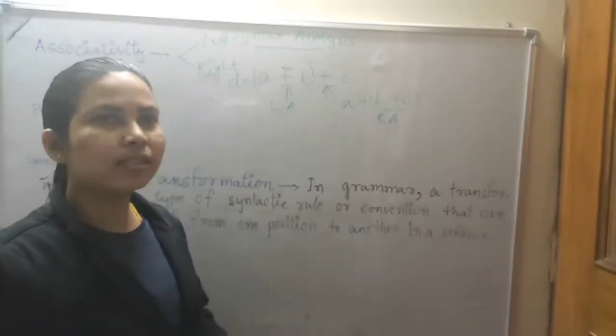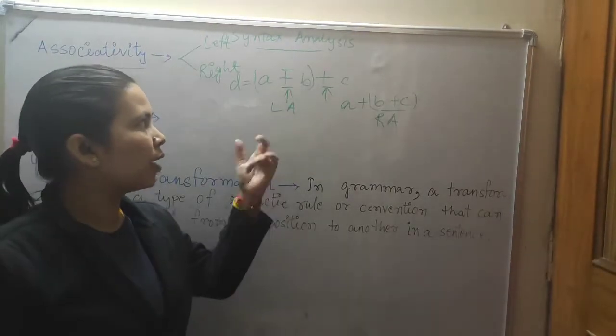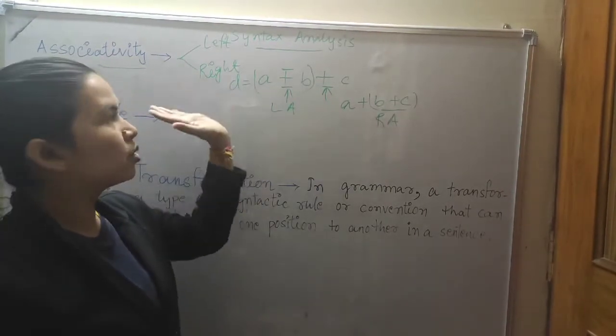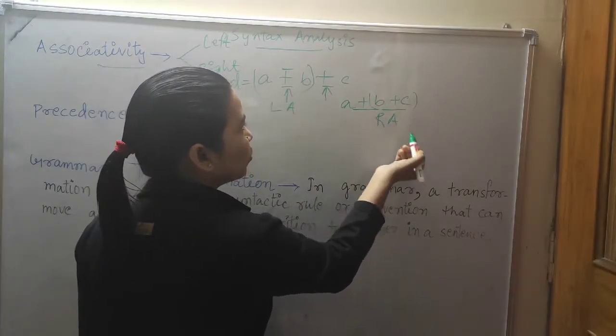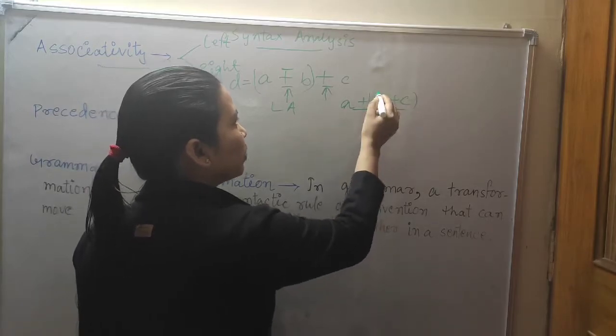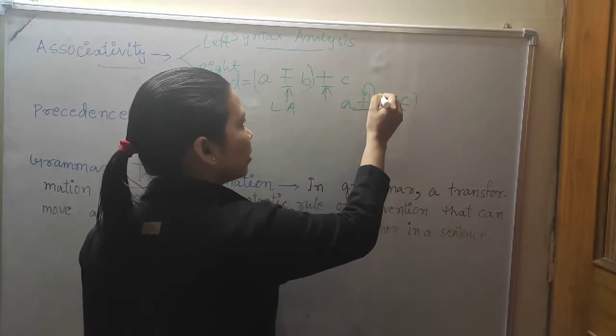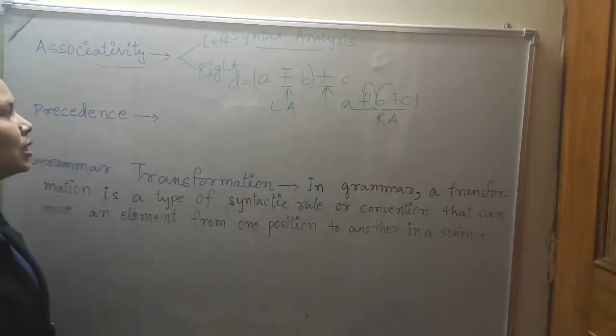In the UGC NET exams, the production rules are given, and then they ask which associativity we will use. If we use the left side, then the answer will be left associativity, and likewise for the right. Now come to precedence.